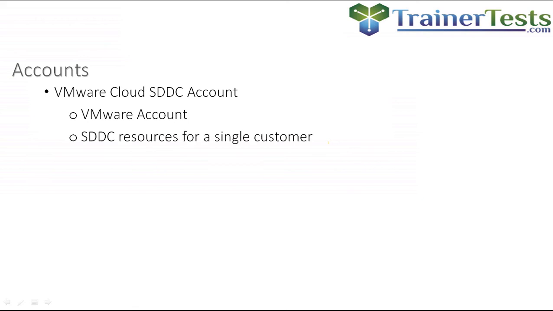So one of the first steps towards creating a VMware Cloud on AWS deployment is to set up a VMware Cloud software-defined data center account. Now this account is specifically VMware only. Your VMware Cloud on AWS deployment is going to be strictly managed by only VMware. So this is a VMware account, and this is where you'll set up these software-defined data center resources for a single customer.